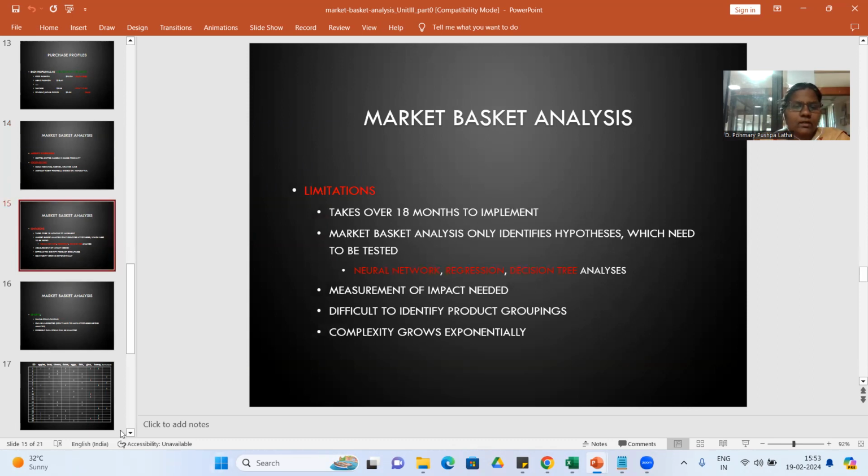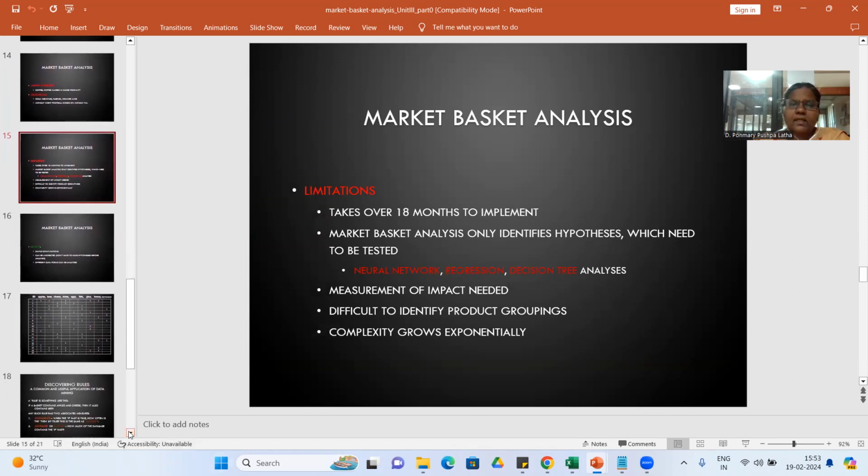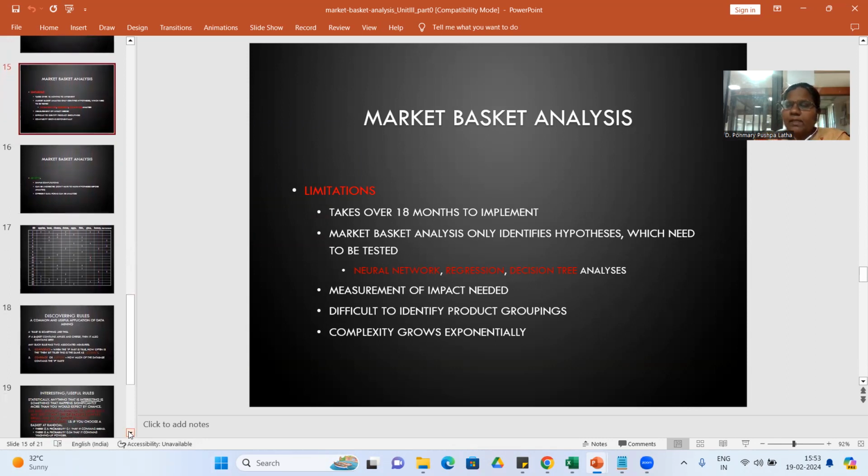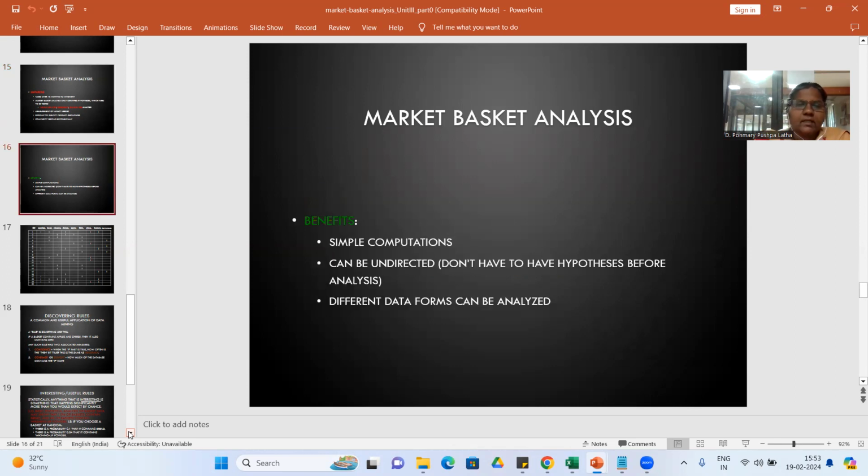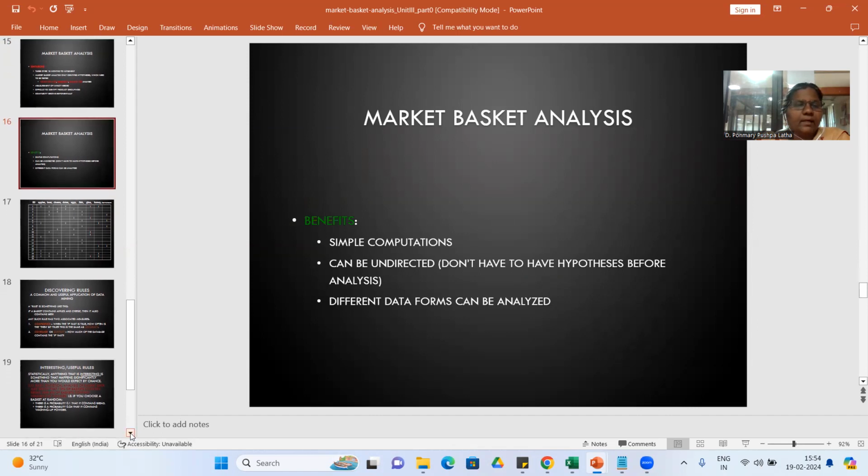So what are the limitations of market basket analysis? Immediately you cannot implement it. You should have a study over 18 months, almost 1.5 years. You should use a variety of concepts like neural network, regression, and decision tree. When you use these, only then can you study the market baskets. So it is a simple computation and you are going to give a pattern.